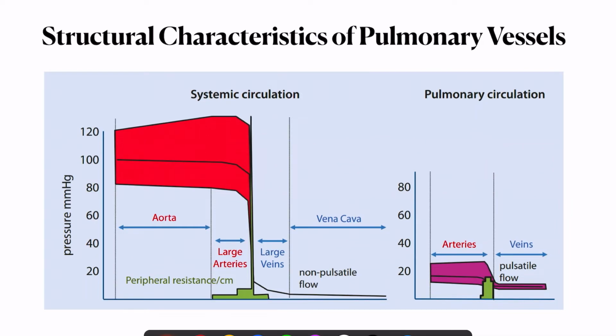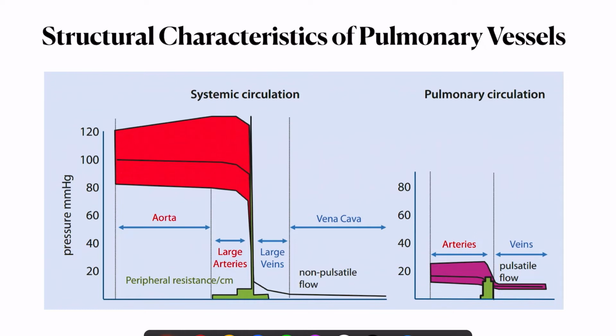Now, the structural characteristics of the pulmonary vessels. There is a functional difference between the systemic and the pulmonary circulation. The pulmonary circulation differs in its shape, structure, and compliance from the systemic circulation. The media of the arteries are much thinner compared to the systemic arteries. The difference in the blood pressure between the two is related to the high resistance arterioles in the systemic circulation that are missing in the pulmonary circulation.